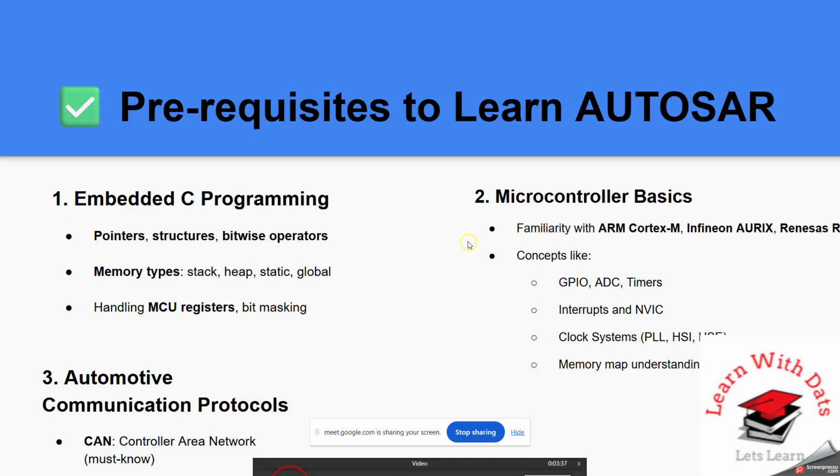So generally, what are the prerequisites we need for learning AutoSAR? We should have some embedded C concepts like pointers, structures, bitwise operators. Then we must have knowledge of memory types like stack, heap, static, and global, because those variables and stack things will always come. When you start with AutoSAR, we always have to use the OS, then the data segments and heap segments.